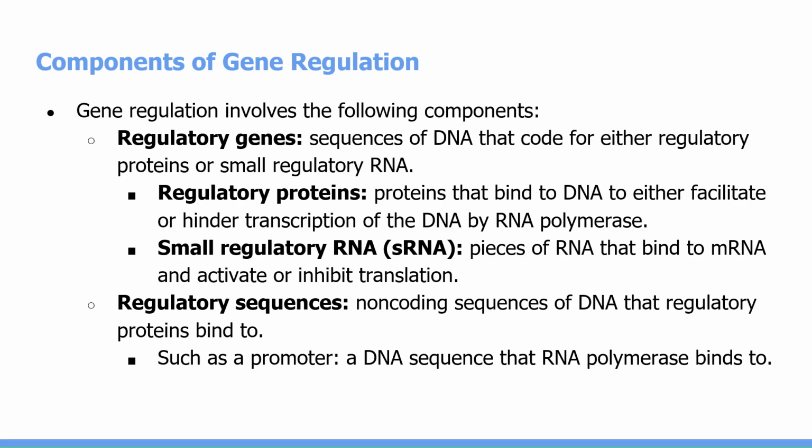First off, we have the regulatory genes, which are sequences of DNA that code for either regulatory proteins or small regulatory RNA. Regulatory proteins, which are important for the prokaryotic ones, bind to the DNA to either facilitate or hinder transcription of the DNA by RNA polymerase. Then we have the small regulatory RNA, which binds to mRNA and activates or inhibits the translation of that mRNA. And then we finally have the regulatory sequences.